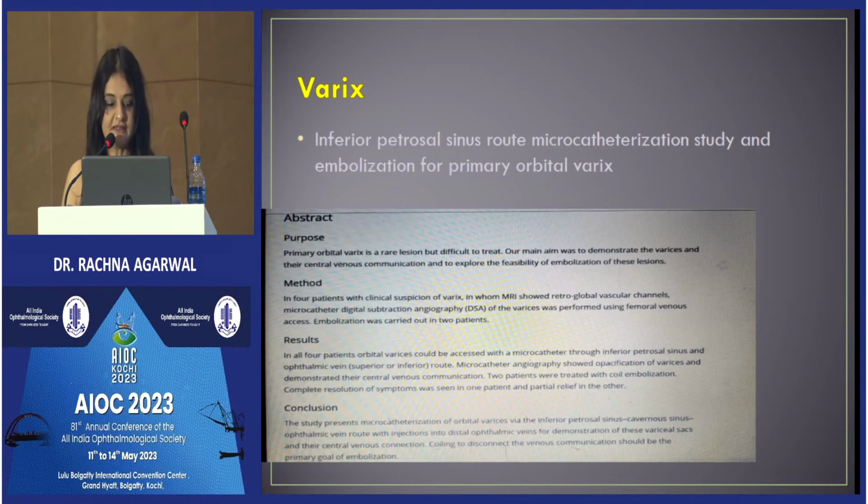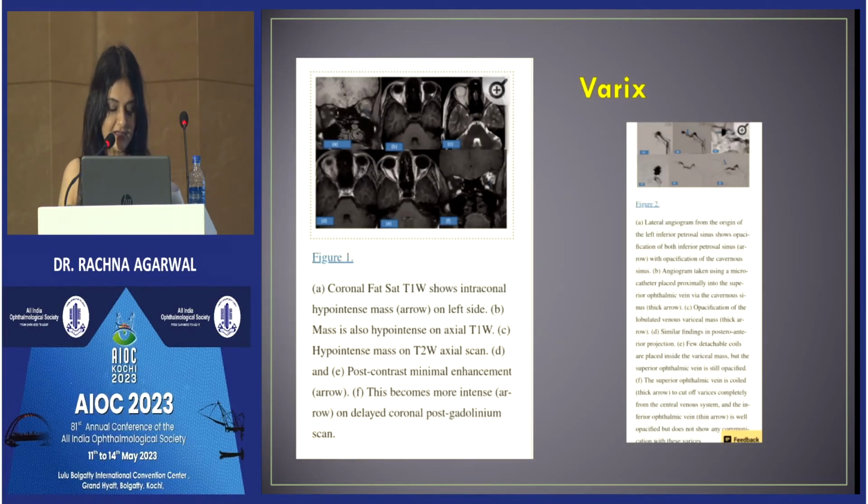Coming on to the varices. This study, again from our institute, presents microcatheterization of orbital varices via the inferior petrosal sinus, cavernous sinus, ophthalmic vein route, with injections into the distal ophthalmic vein. Coiling is basically done to disconnect the venous communication. This 28-year-old female presented to us with intermittent left eye proptosis, which occurred on bending forwards and straining. There was no deficit in vision and no fundus defect.